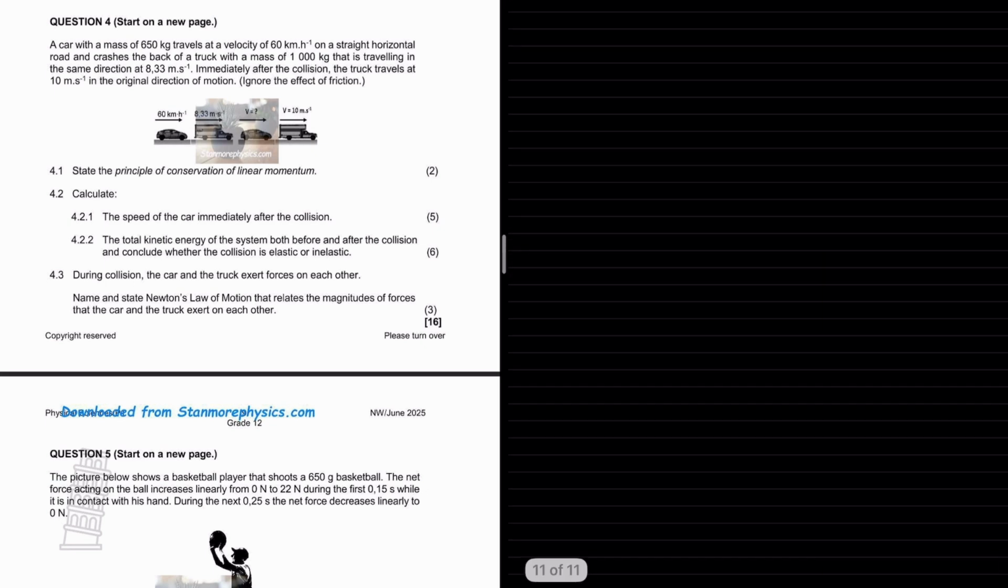Question 4.3. During collision, the car and the truck exert forces on each other. Name and state the law. So I'm not going to explain the law, but it is Newton's third law.